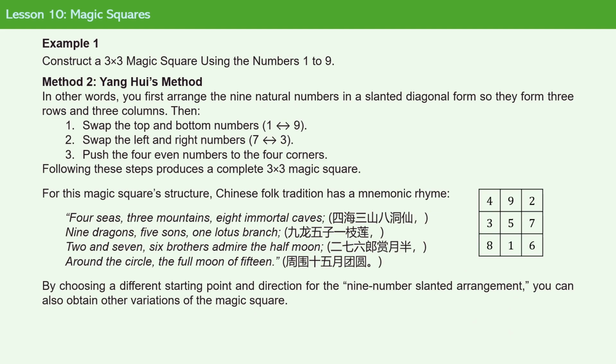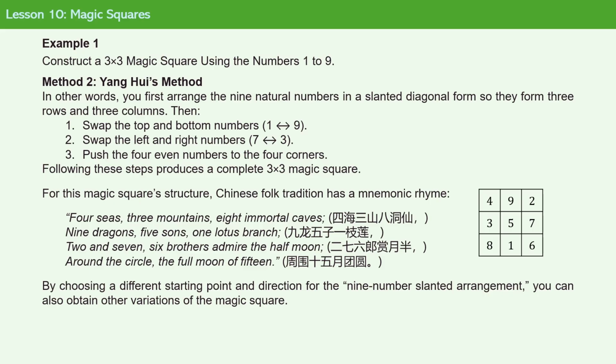In other words, you first arrange the 9 natural numbers in a slanted diagonal form so they form 3 rows and 3 columns. Then swap the top and bottom numbers, 1 and 9. Swap the left and right numbers, 7 and 3. Push the 4 even numbers to the 4 corners. Following these steps produces a complete 3 times 3 magic square.